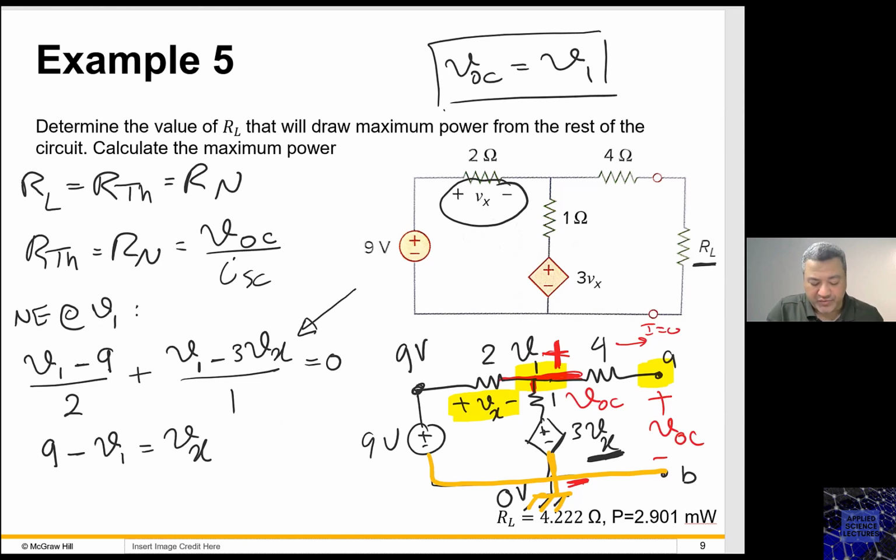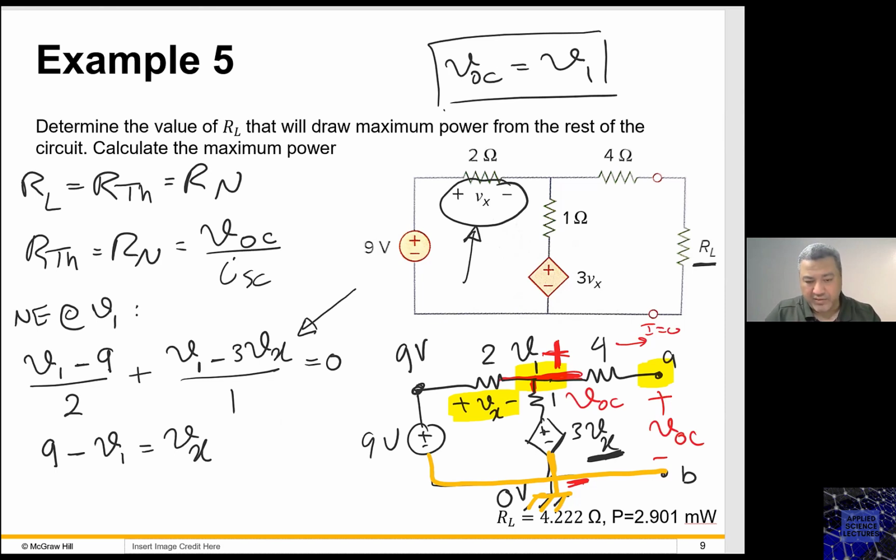Now, if you look here, you will see that this Vx is across the 2 ohm. Do you see the circle that I drew? It's 9 minus V1 equals Vx. It is an extra equation that will help me solve my problem. So this dependent source will depend on something in my circuit, right? Which is here the voltage across the 2 ohm. I need to make use of this relationship.